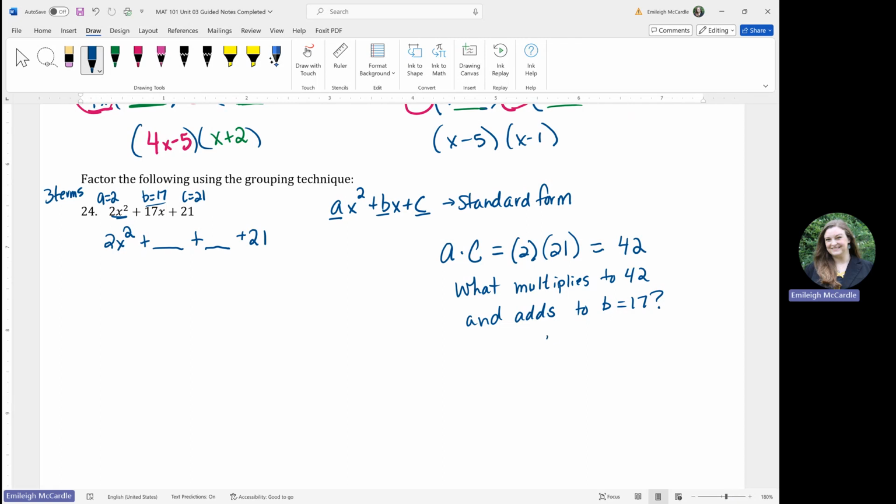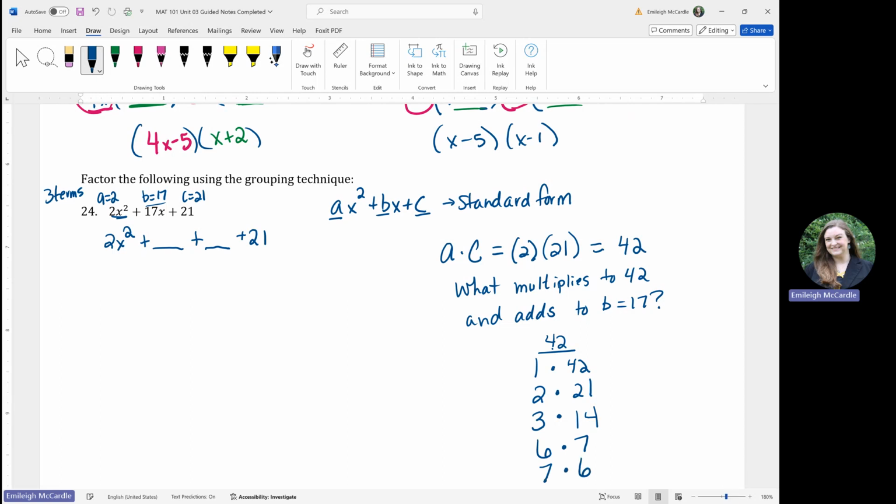Okay, so taking 42, we're going to create a list of numbers. What times what gives me 42? So I've got 1 times 42 gives me 42. 2, 42 divided by 2 is 21. Does 3 go into 42? Yes, it's 14. Does 4 go into 42? No. Does 5 go into 42? No. Does 6 go into 42? Yes, 7 times. Does 7 go into 42?